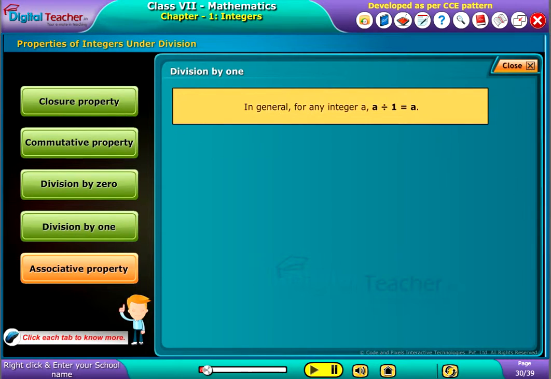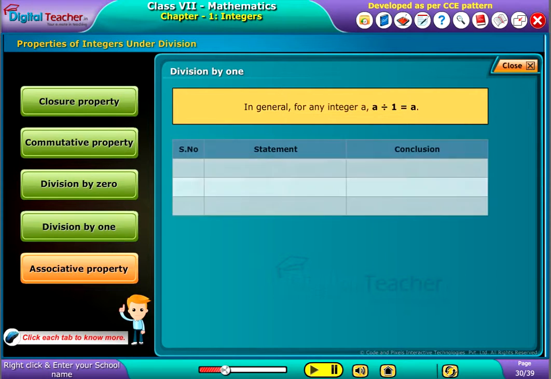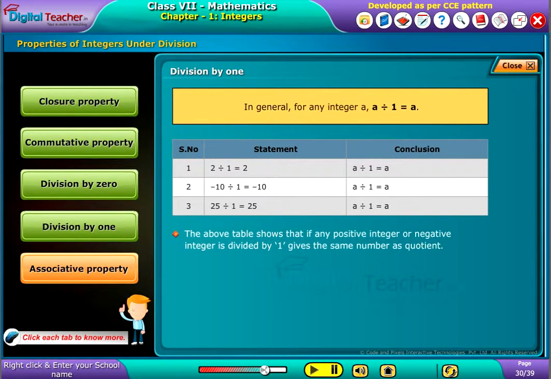Division by 1. In general, for any integer a, a by 1 is equal to a. For example, 2 by 1 is always 2, which concludes that a by 1 is equal to a. Similarly, the next two statements conclude the same. The above table shows that if any positive integer or negative integer is divided by 1, it gives the same number as quotient.